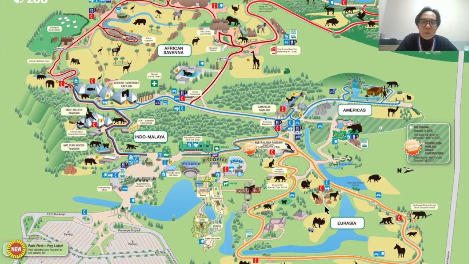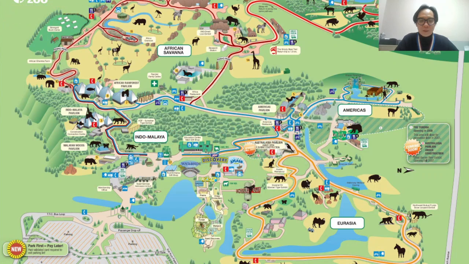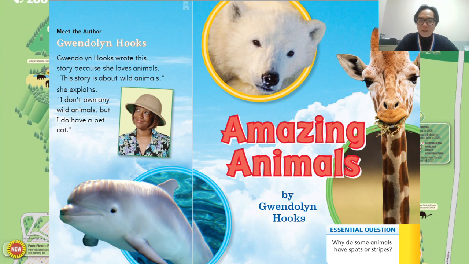Well, before we look at the zoo anymore, we are going to go and read our story. Okay? Are you ready? Get your Journeys book and let's go. So, here we go. In our Journeys book, it's Amazing Animals by Gwendolyn Hooks. It says by Gwendolyn Hooks, so Gwendolyn Hooks must be the author. She wrote the story.